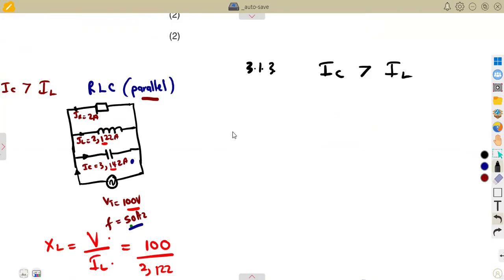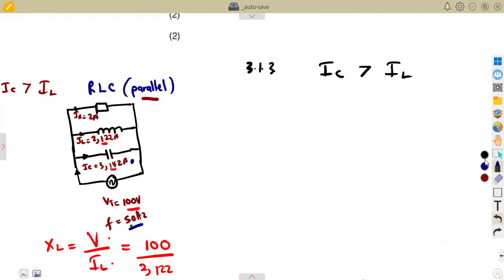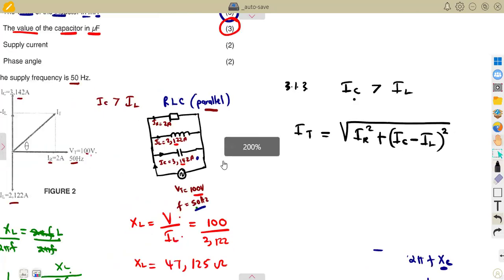So in our formula for the parallel circuit where we are calculating the current, it is supposed to be IC minus IL, because IC is the bigger value. So the formula is now: the total current is the square root of IR squared plus the difference between these two, that is IC minus IL squared, since the capacitor is bigger than the inductor.